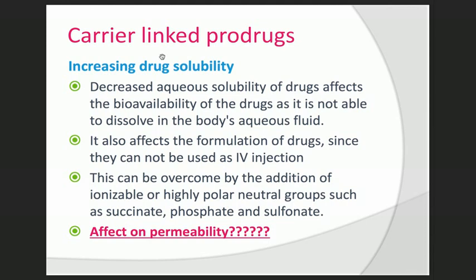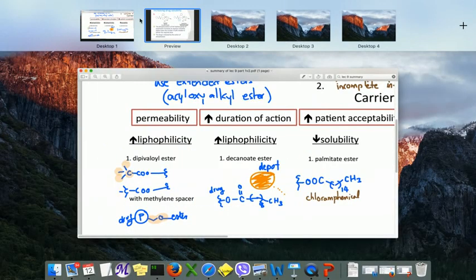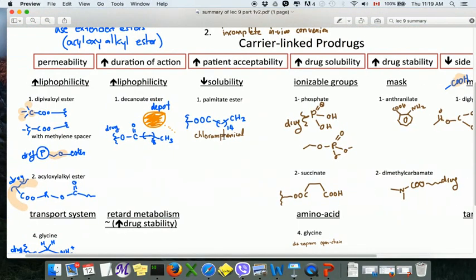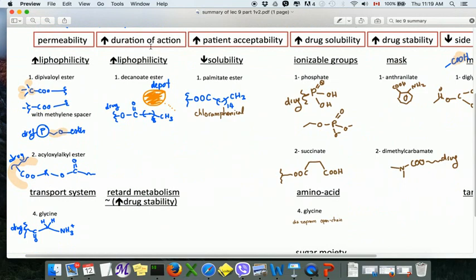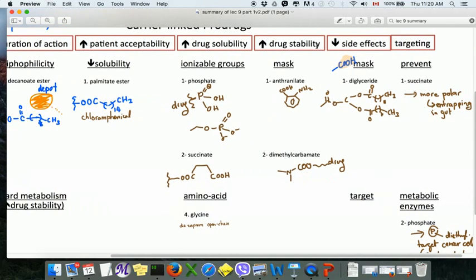Okay. So there's two ways to increase the solubility, actually. Let's see. Or maybe more. Let's see. So here we, just to get back to this, to increase the duration of action, we increased lipophilicity, right? But actually, we can also retard metabolism, decrease the metabolism of the drug. But this is dealt with separately here as one of the targets. Okay, where is it? Increase drug stability.